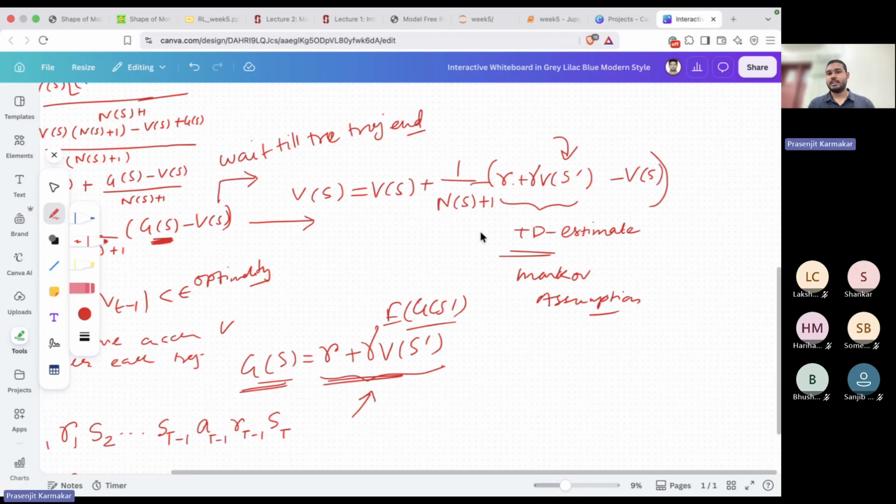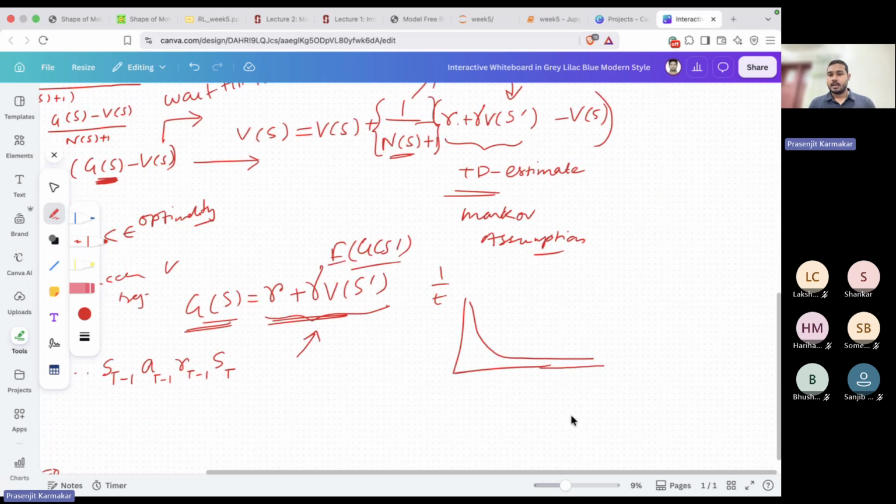And to further simplify this N of S, right? This component is replaced with a learning rate alpha. So see this N of S, how it grows. It's basically 1 over T, right? So as time goes on, it converges to a very small value, and it's actually very quick. This downfall of this quantity is very quick, 1 over T, right? So after some time, it will be essentially very close to zero. In most cases, it's very close to zero.